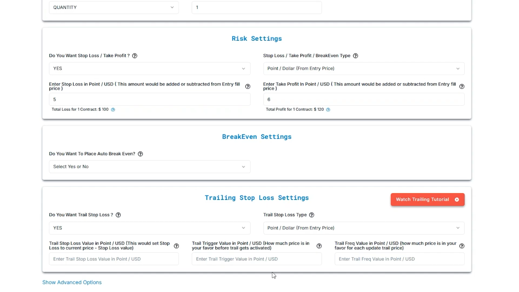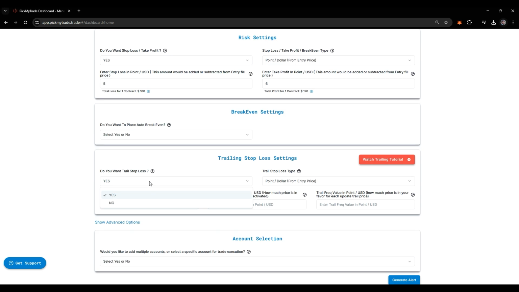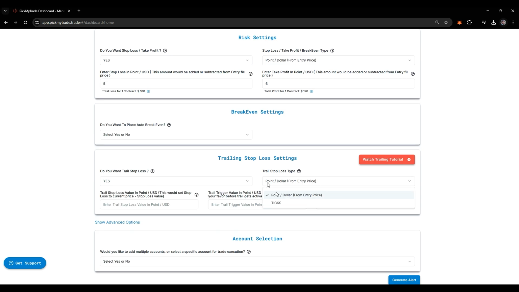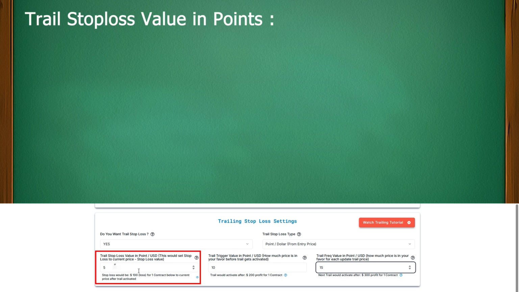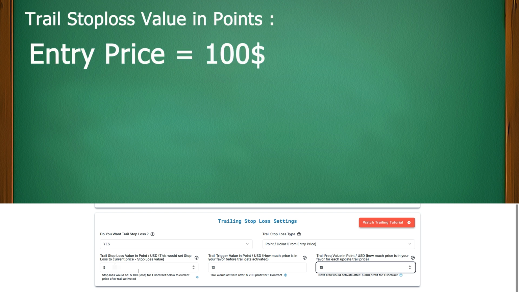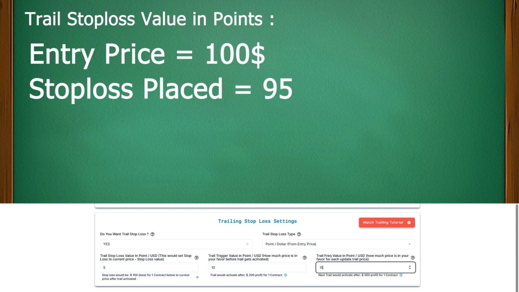Now we will learn about trailing stop-loss. Here, you have to select yes. Then it will ask you if you want to give trail value in points or ticks. So, let us go with the points. I place 5 here, 10 here, and 15 here. So what would it do? If we go for trail stop-loss value, as we put here 5, and let's say your entry price is $100, your stop-loss is going to be placed at 95.